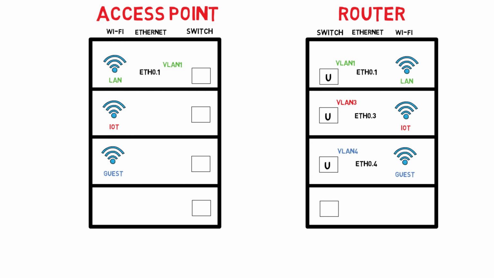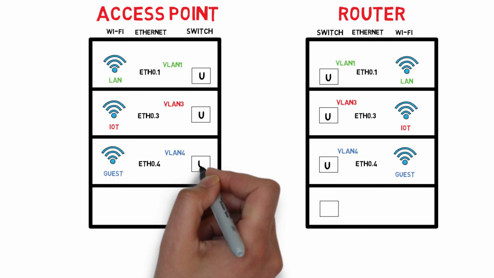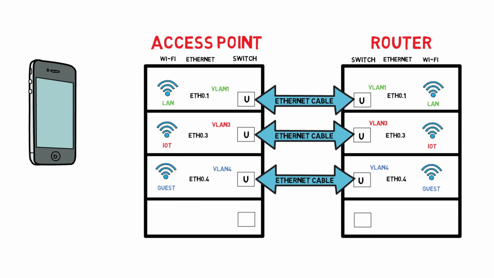If a device logs into the Guest network on the access point, it will then be bridged over Ethernet to the Guest interface on the router and receive an IP address from the Guest range and automatically be in the right firewall zone. Same for LAN and IoT.